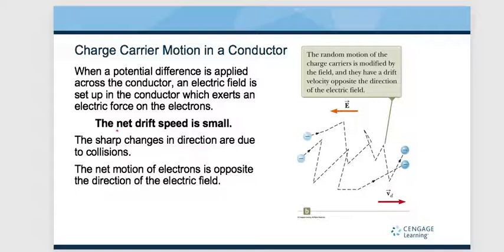The net drift speed, as I explained yesterday, is very small. When there is no potential difference, the electrons are moving in random directions. But as soon as you apply a potential difference, that means you have applied an electric field. So the electrons start moving opposite to the direction of the electric field because they are negatively charged, and they slowly start drifting. As in this case, you can see the electric field is towards the left and the electrons are drifting towards the right.